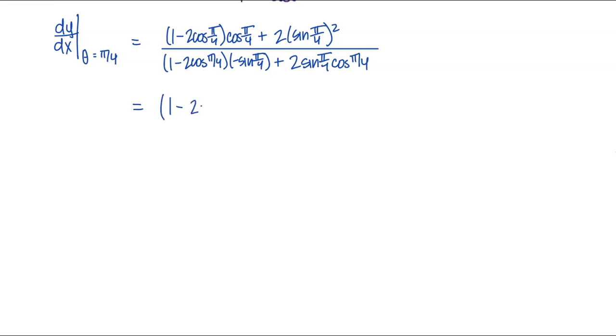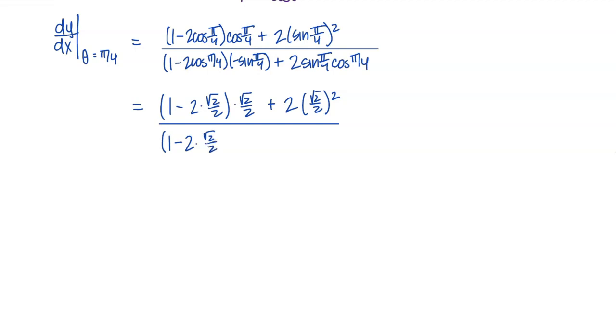1 minus 2 times rad 2 over 2 times rad 2 over 2 plus 2 times rad 2 over 2 squared, all over 1 minus 2 times rad 2 over 2 times negative rad 2 over 2 plus 2 times rad 2 over 2 times rad 2 over 2. Woo! All right, let's see what happens.